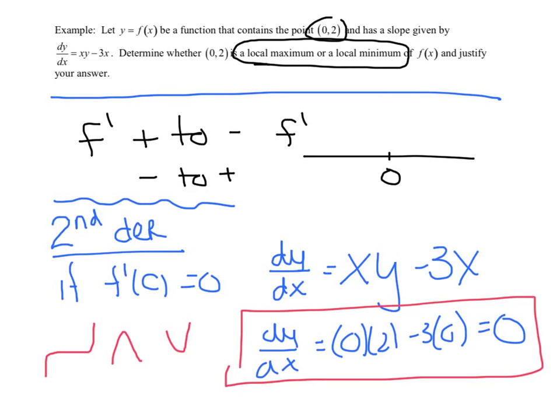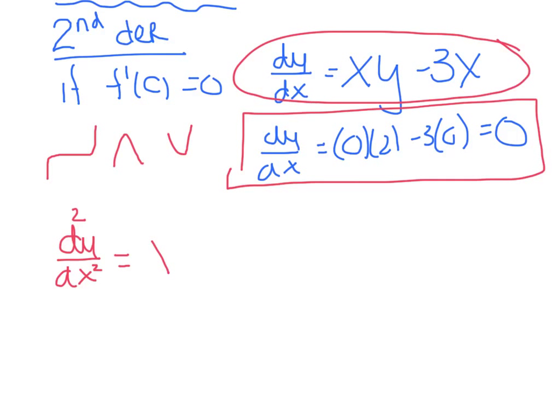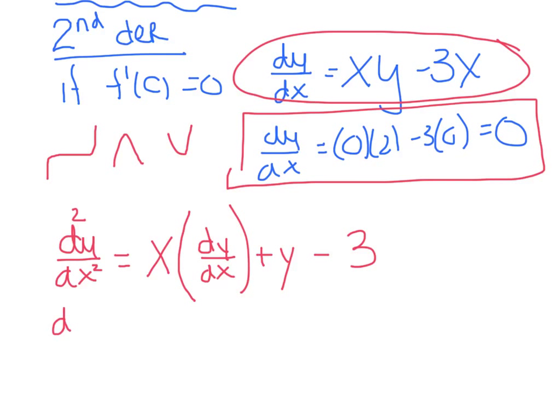Now I just have to apply the second half. Let's go see what our concavity is. So let's take its derivative. All right, so I've got dy/dx, and I'm taking its derivative, so d2y/dx squared equals, and I'm just going to differentiate this function. So we've got a nice product rule. First times the derivative of the second times dy/dx plus the second times the derivative of the first minus 3.